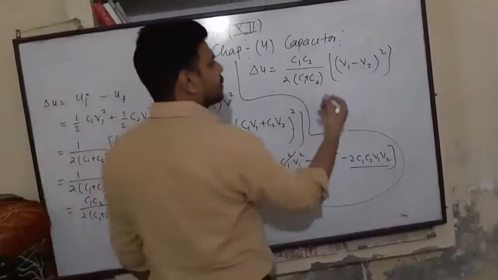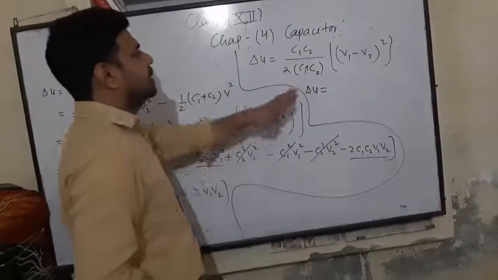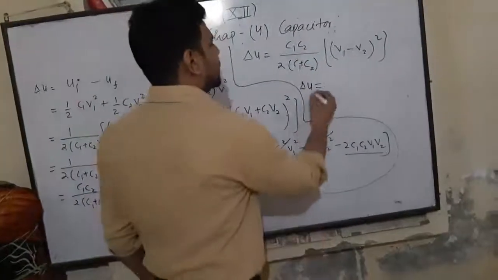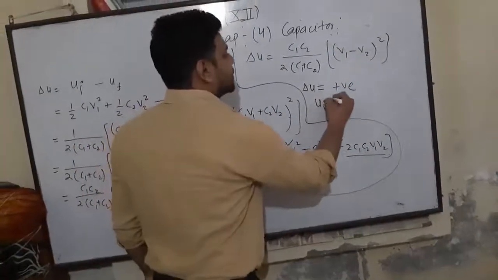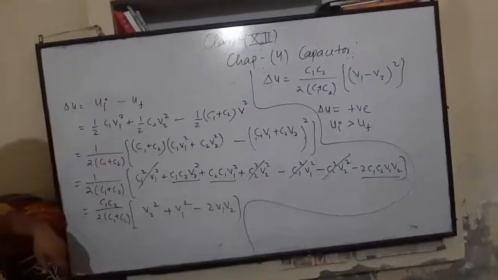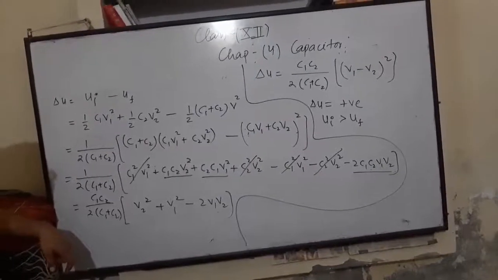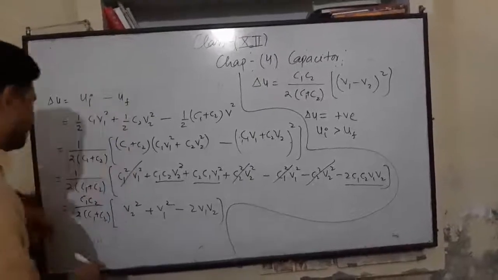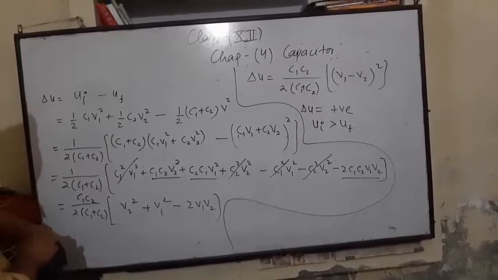Which one is greater, V1 or V2? As you see, this is a whole square and it cannot be negative, so delta U is always positive. Now we can say U initial is greater than U final. So it has been proved that when we connect two capacitors by a connecting wire, some energy is lost in the form of heat, light, some sparking. Okay, that was the calculation for this derivation.